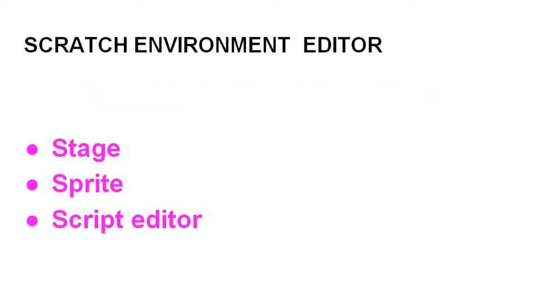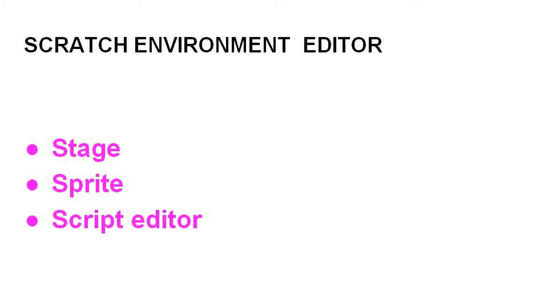The Scratch environment editor has three main parts. The first one is the Stage, then the Sprite, and then the Script Editor or Costume Editor. Stage is the background appearing when we open the Scratch window. The background will most often be white. You can change the background to the color you like.